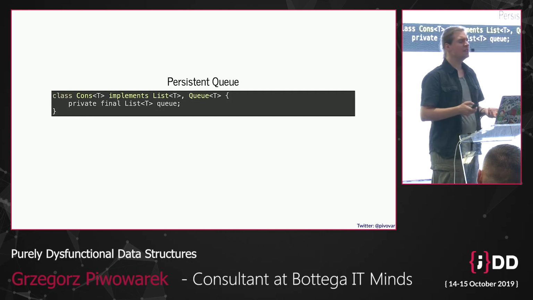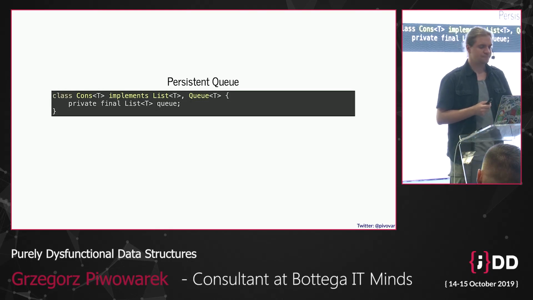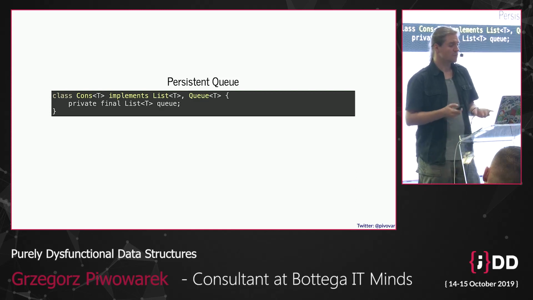Well, the linked list is a queue. Actually, it implements a queue interface in Java. But it turns out we could use a linked list, right? I mean, a persistent singly linked list. There's one problem with that.